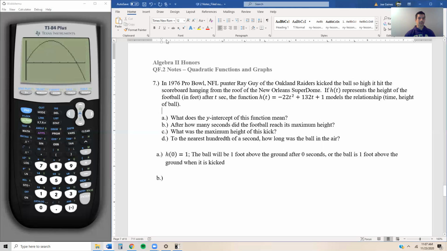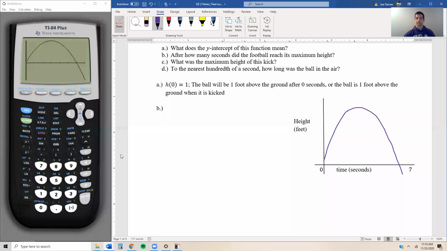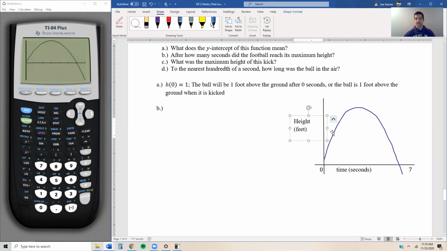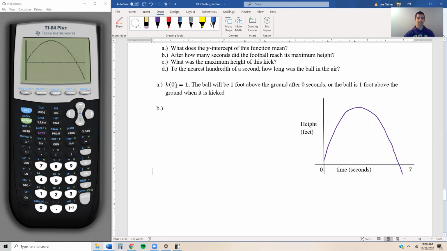So here's my graph. I'm going to go ahead and sketch this graph. And there I have it. I have just a generalized sketch for my graph. I have some labels for my axes here, and I've got my curve kind of representing what I see in the picture, okay? It's not perfect, but we get the idea.